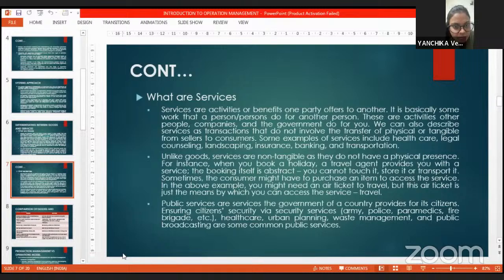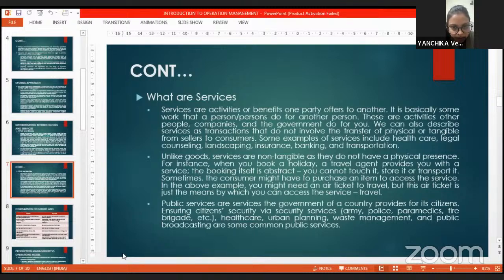We can also describe services as transactions that do not involve the transfer of physical or tangible goods from seller to consumer. Some examples of services include healthcare, legal counseling, landscaping, insurance, banking, and transportation. Unlike goods, services are non-tangible as they do not have a physical presence. For instance, when you book a holiday, a travel agent provides you with a service. The booking itself is abstract.